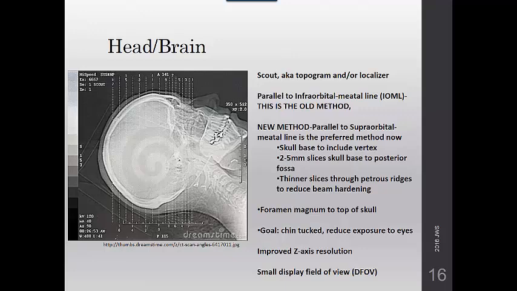You'll also have to use a small display field of view, or DFOV, and a head scan field of view, or SFOV. We'll discuss those later in the physics class as well. But some machines have names for the SFOV selections, such as head, small, large, pediatric, etc. And most of these are going to be built into the protocols that are set up in the machines.